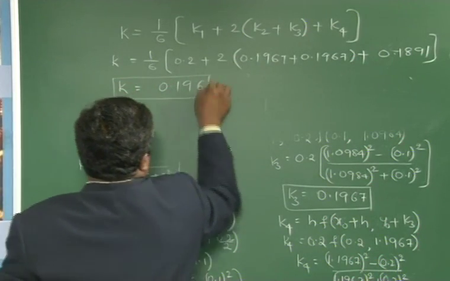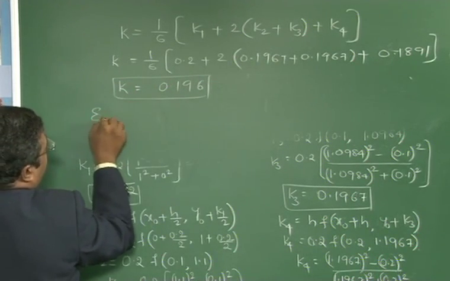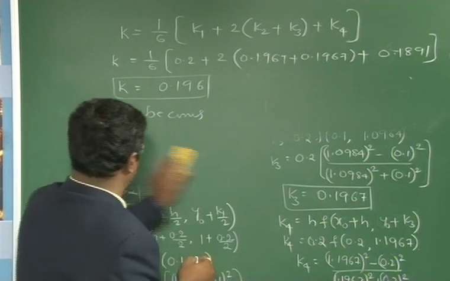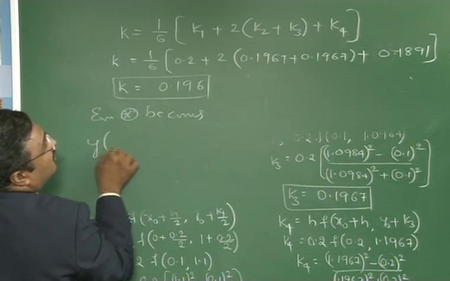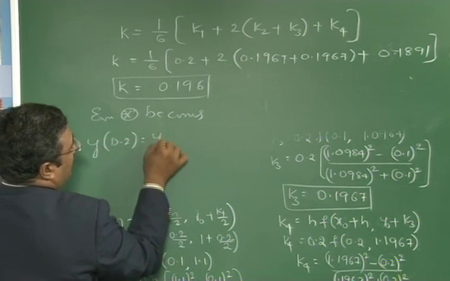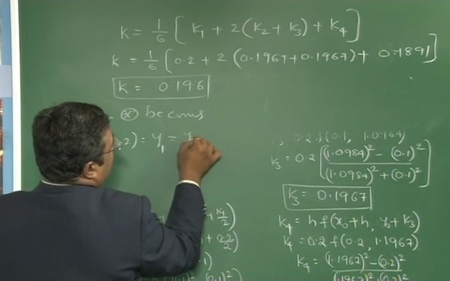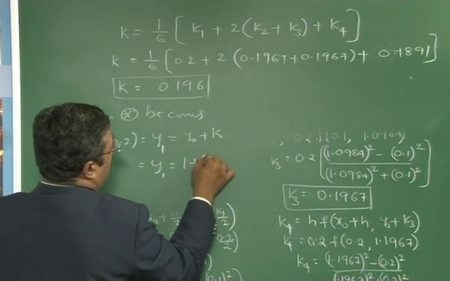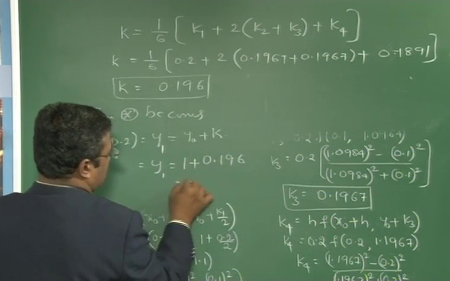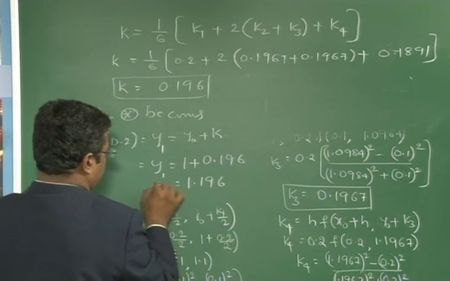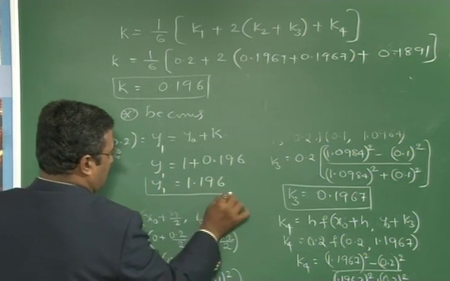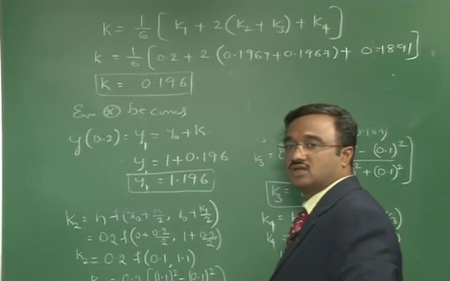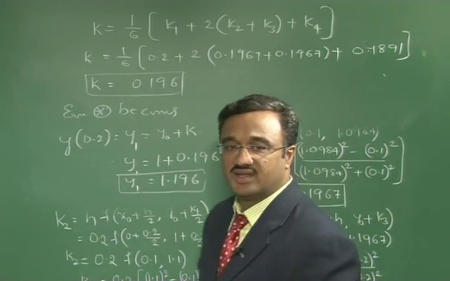0.196. Then substitute this k in equation star. Your equation star becomes like that, that is y of 0.2. Simply y1 is y0 plus k. y0 is 1 plus 0.196, that is 1.196. So this is the value of y1. So substitute in this table, so that will give the corresponding value of y1, that is 1.196.